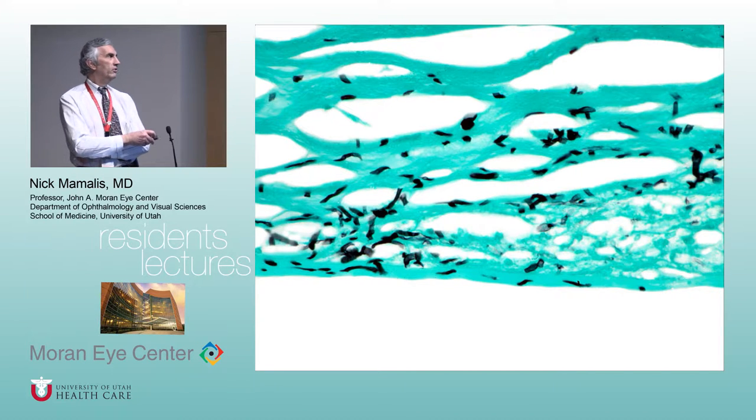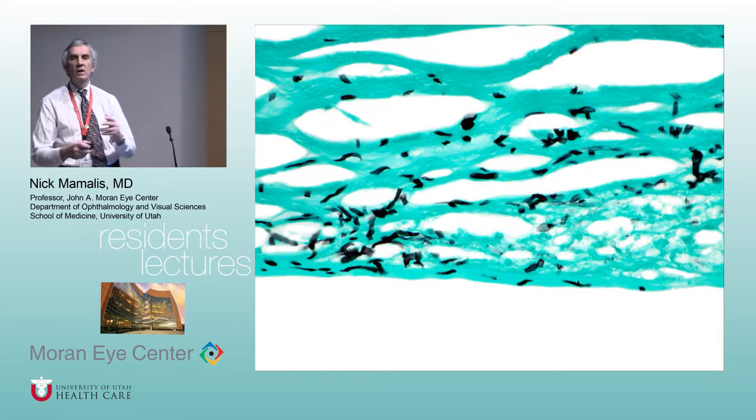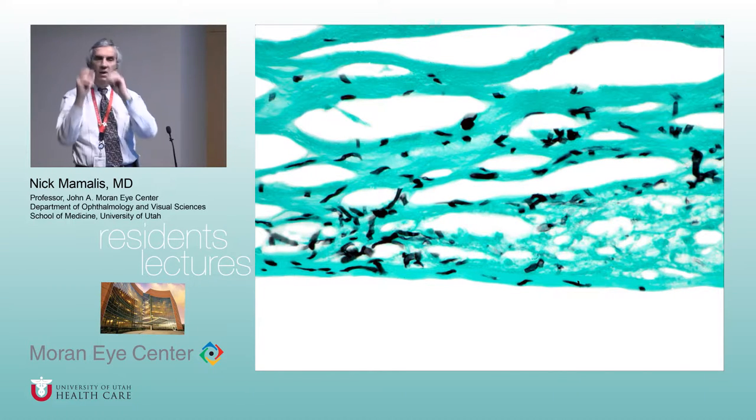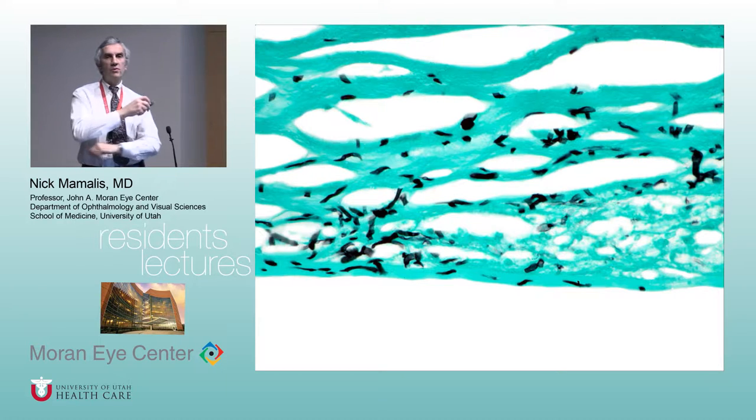So this is a stain that stains for fungi. Remember, fungal ulcers can be more indolent. They can have that little halo of infiltrate around them. And what's the stain we use for fungal ulcers? GMS. The way you remember that is Gomori methenamine silver, and it stains the fungal elements silvery black. So that's a fungal stain.